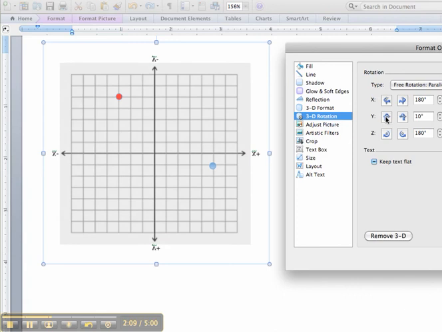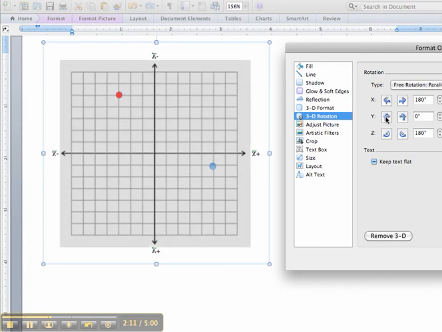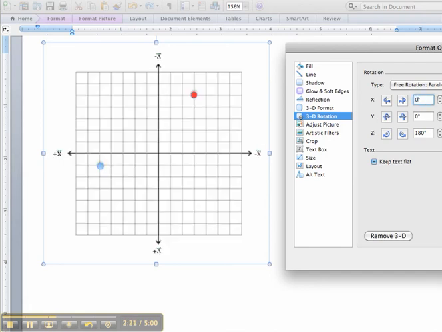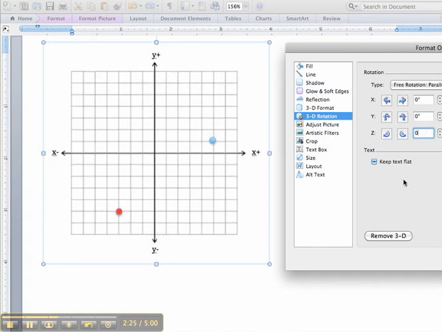Let's just bring that down to 0. Okay, again, we're seeing the back of the graph. Now, let's bring everything back to 0. We're back there. So I want you to think about what our graph looks like.